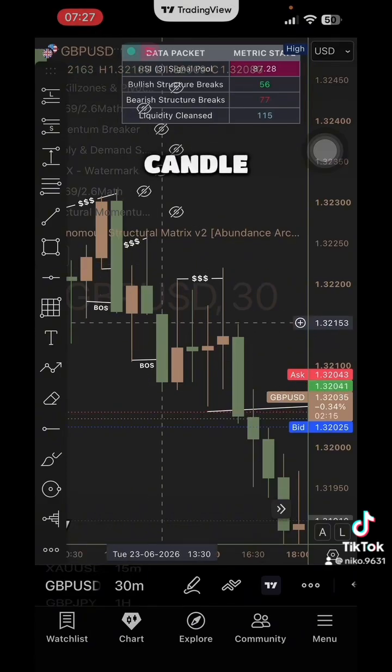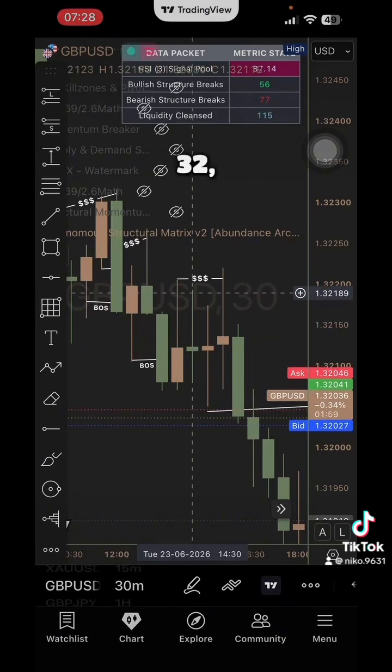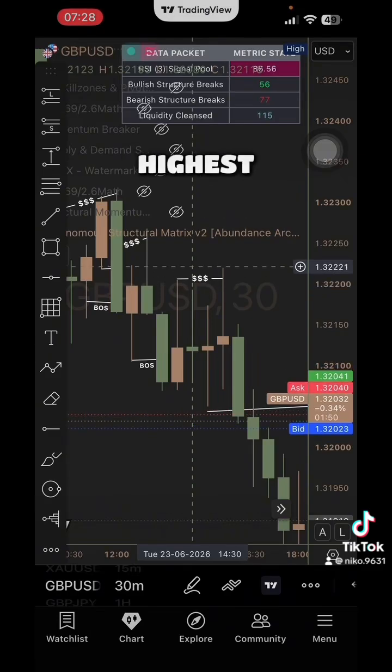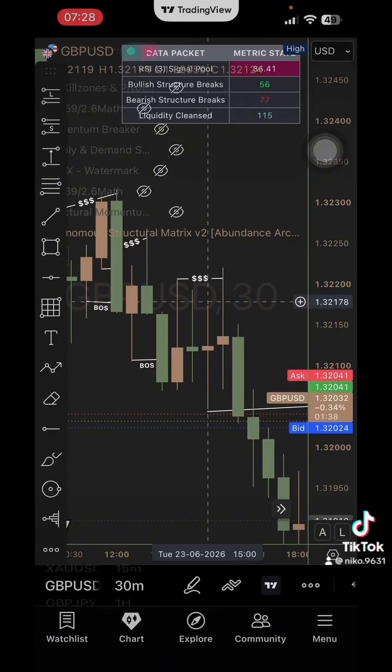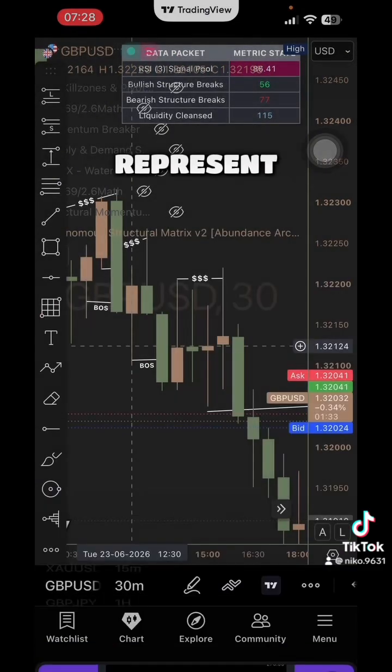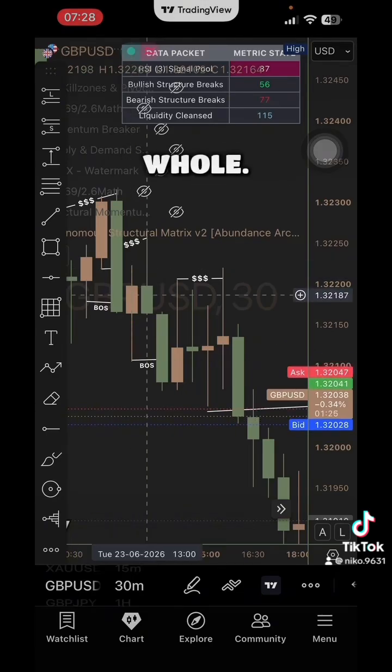One candle has an open and, for a bullish candle, a close. Notice how the open is lower in price value, 132.163. It closed higher. The highest point was around 132.22, and the lowest point was around 132.10. That candle represents a variation of many other candles, which is a fragment of the whole.